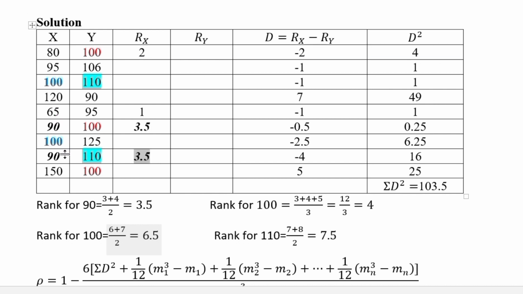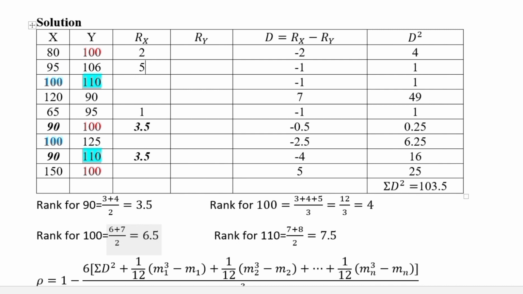The next number after 90 is 95. That will be given rank 5 because we have utilized rank 3 and 4 in coming up with the rank for 90. So the next rank is 5, which will be attached to 95.